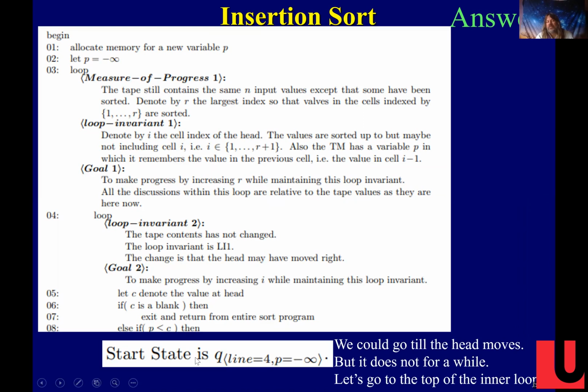So here's where I'm giving the start state, right? I come down here and this is where I'm going to start. I'm going to start saying I'm in line 4 and p equals negative infinity, right? Because that's kind of, nothing's really happened until then, right? Yeah, that makes sense. Nothing that depends on the input yet. This doesn't depend on the input.